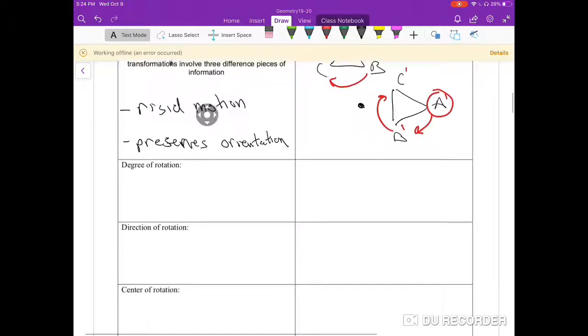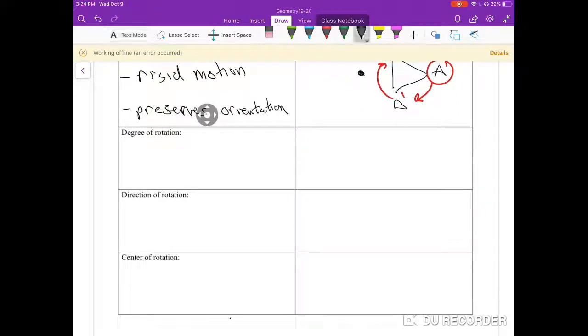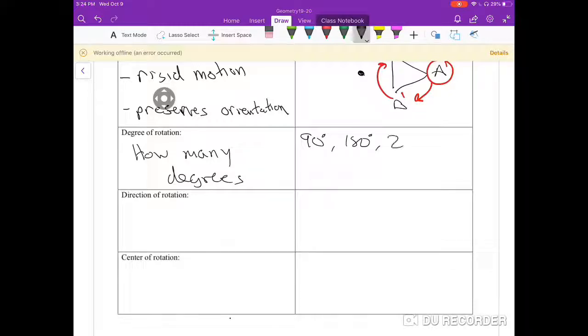So the degree of rotation, our second vocabulary word, is just how far, how many degrees. We're going to see three to four different degrees. We're really going to see 90 degrees, 180 degrees, 270 degrees, and 360 degrees. This one we probably won't see that much. These are the big three.